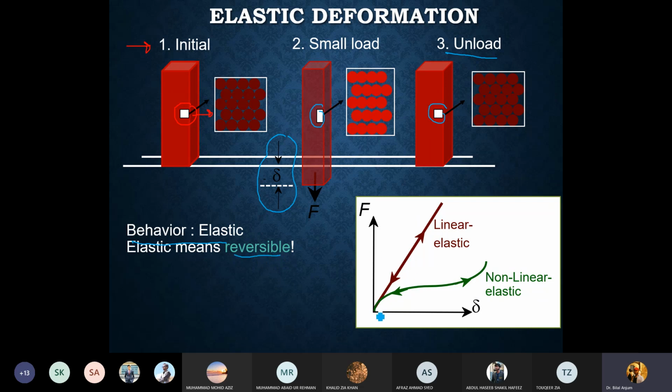Once you start loading, applying force, there is certain displacement. The moment you reduce the force, there would be zero displacement. The material would get back to its original position. This behavior could be linear, which is known as linear elastic behavior, or it could also be non-linear but still elastic behavior, as in the case of rubber. This is the elastic deformation.